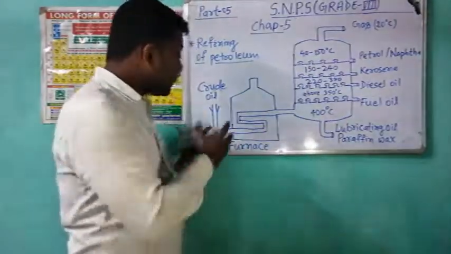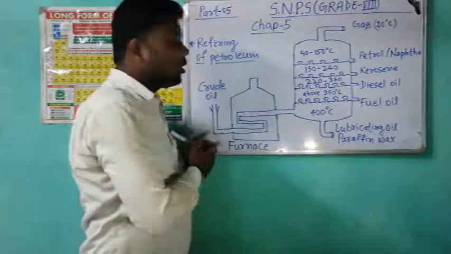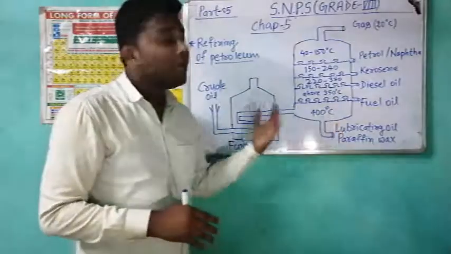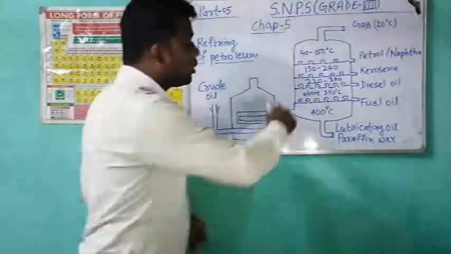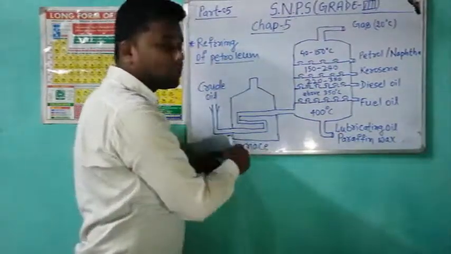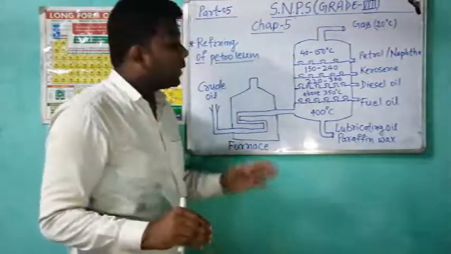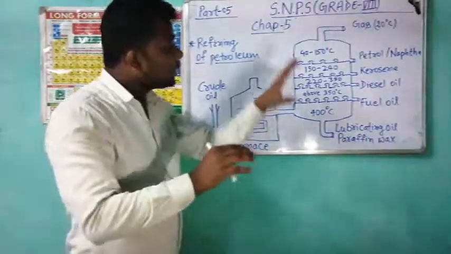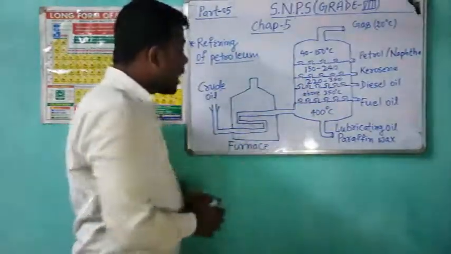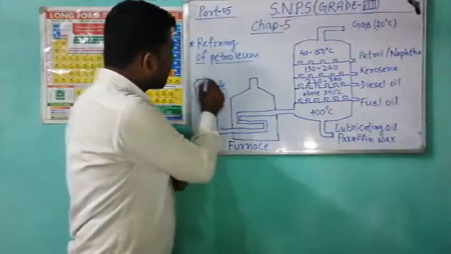You can see that this whole setup is the refining of petroleum. This is called a fractionating column. And this is called its furnace. You can also pause the video and draw this whole diagram. So this is the furnace, and you can see that here I have drawn some diagram.